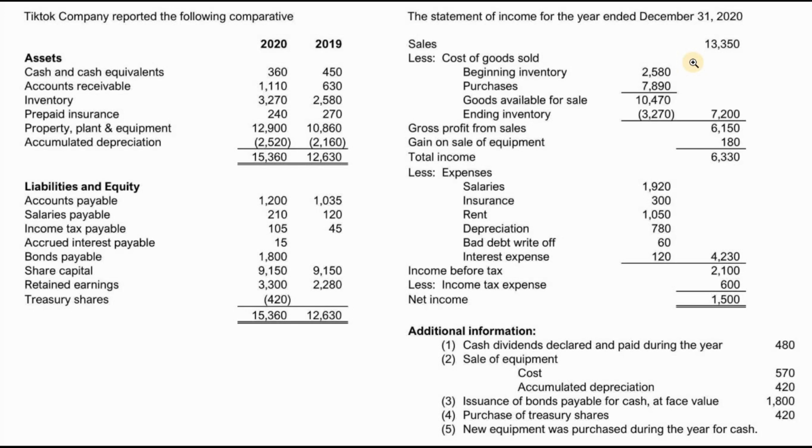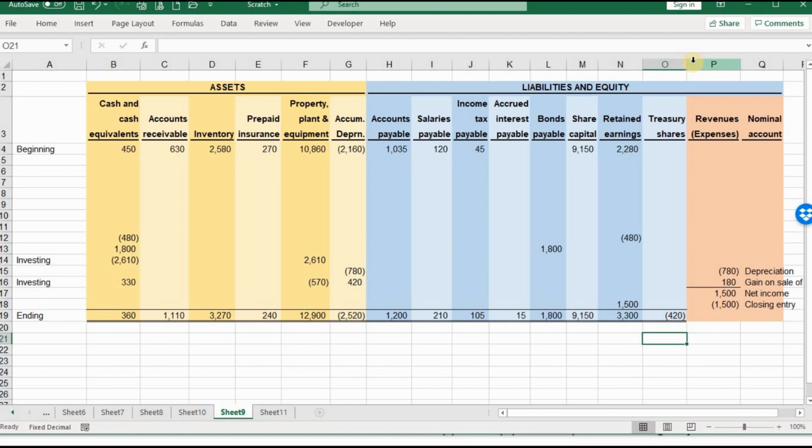Based on additional information number 4, we have a purchase of treasury share for the amount of 420 peso cost. So this means that the ending balance of 420 is a result of a purchase transaction during the year. Of course, the entry to purchase a treasury share is a debit to treasury share for 420 pesos and the credit to cash for 420 pesos.